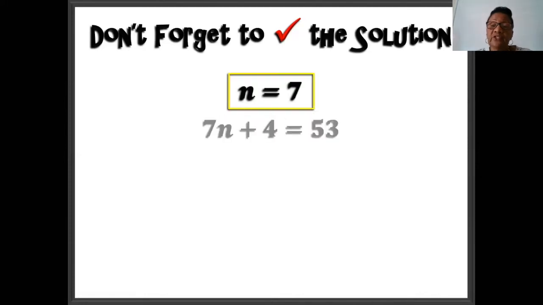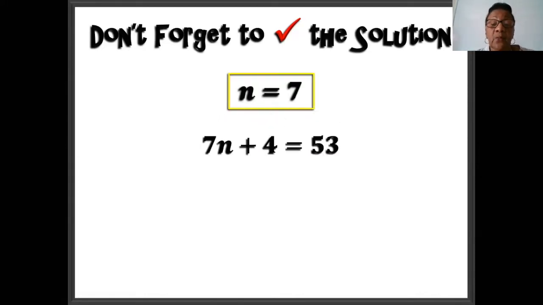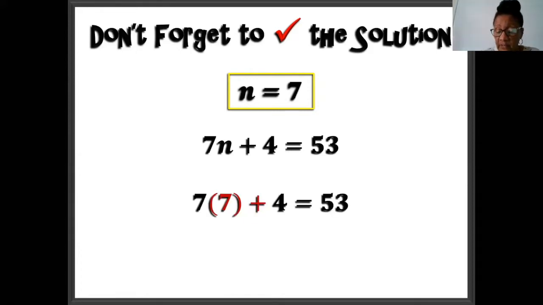Now, don't forget to check the solution. What do we do to check the solution? We just substitute our value for n into our equation. And so we now have 7 times 7 plus 4 is equal to 53. And so we know that our solution was correct.